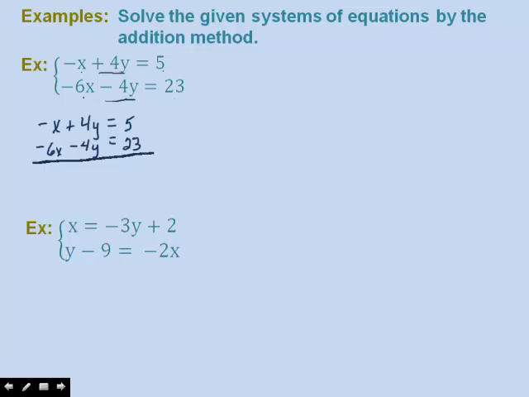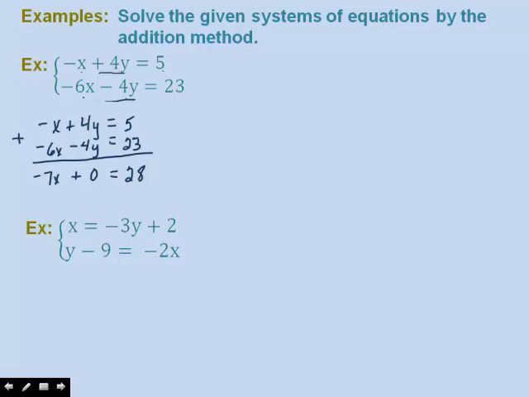And now we're just going to add these vertically. So we have negative x plus a negative 6x would give us negative 7x. 4y plus a negative 4y would give us a 0. So you can either write the plus 0 in there, or you can just leave that part blank. And then do remember to add on the other side of the equation also. So we have 5 plus 23 is equal to 28.